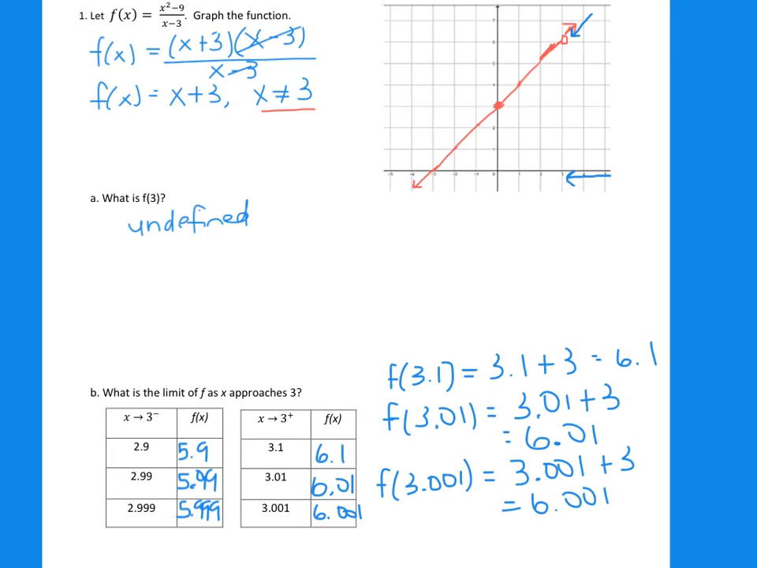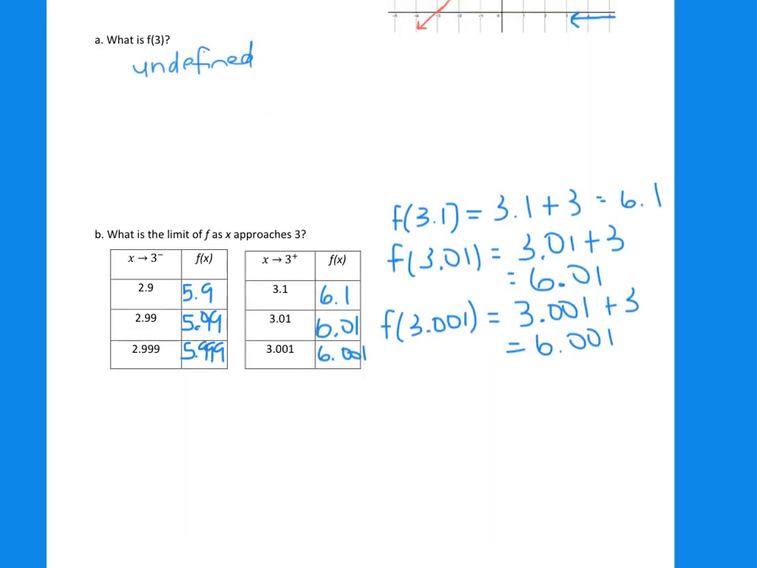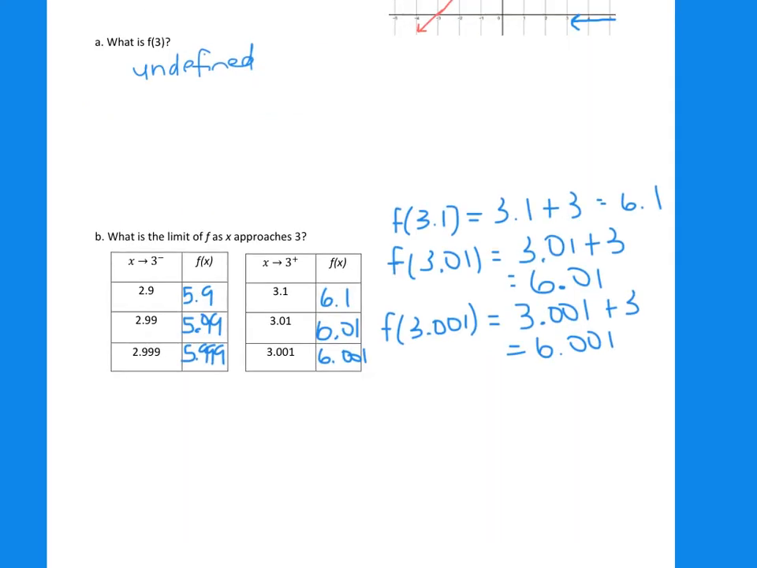So notice that from both the left and the right side, our function is approaching 6. When we have the limit from the left equaling the limit from the right, then we can say that the limit exists at that x value, and it equals, in this case, 6. When the left and the right-hand side equal each other, then we have a limit, and in this case, we say that the limit as x approaches 3 of the function is equal to 6.